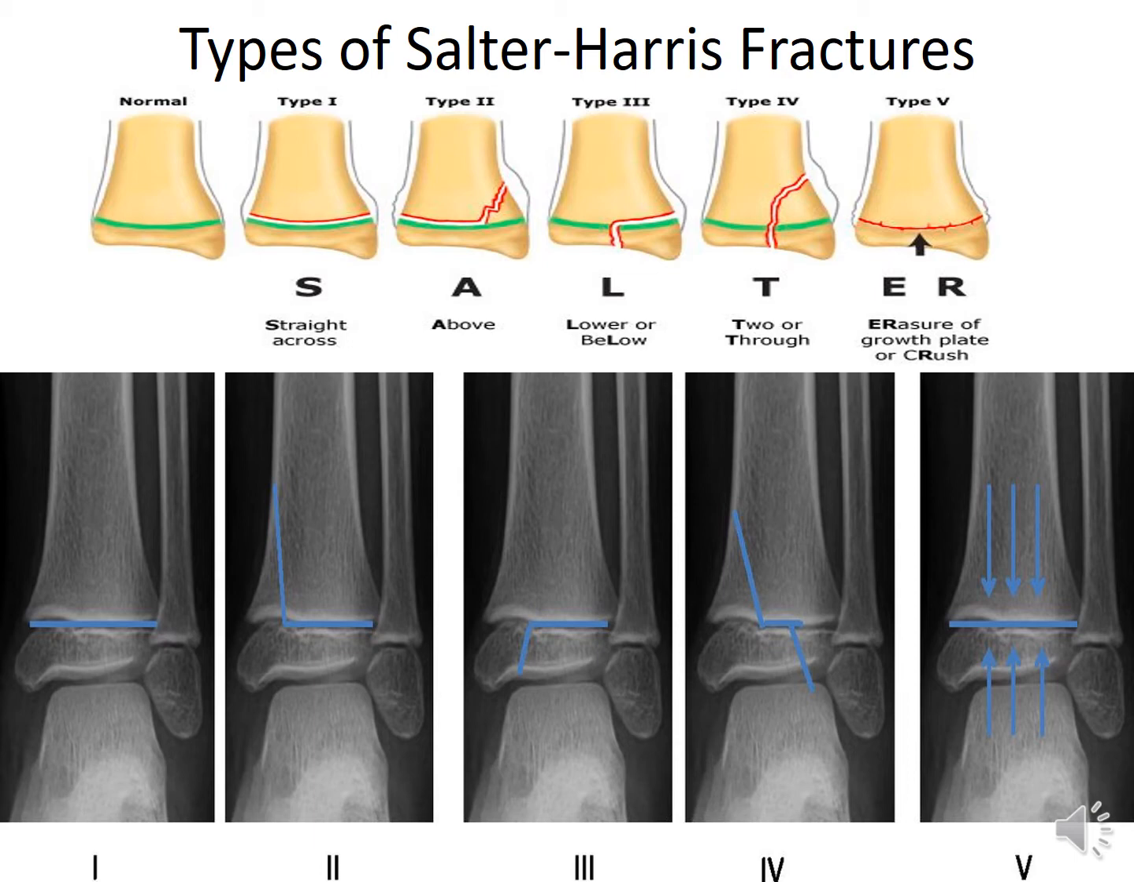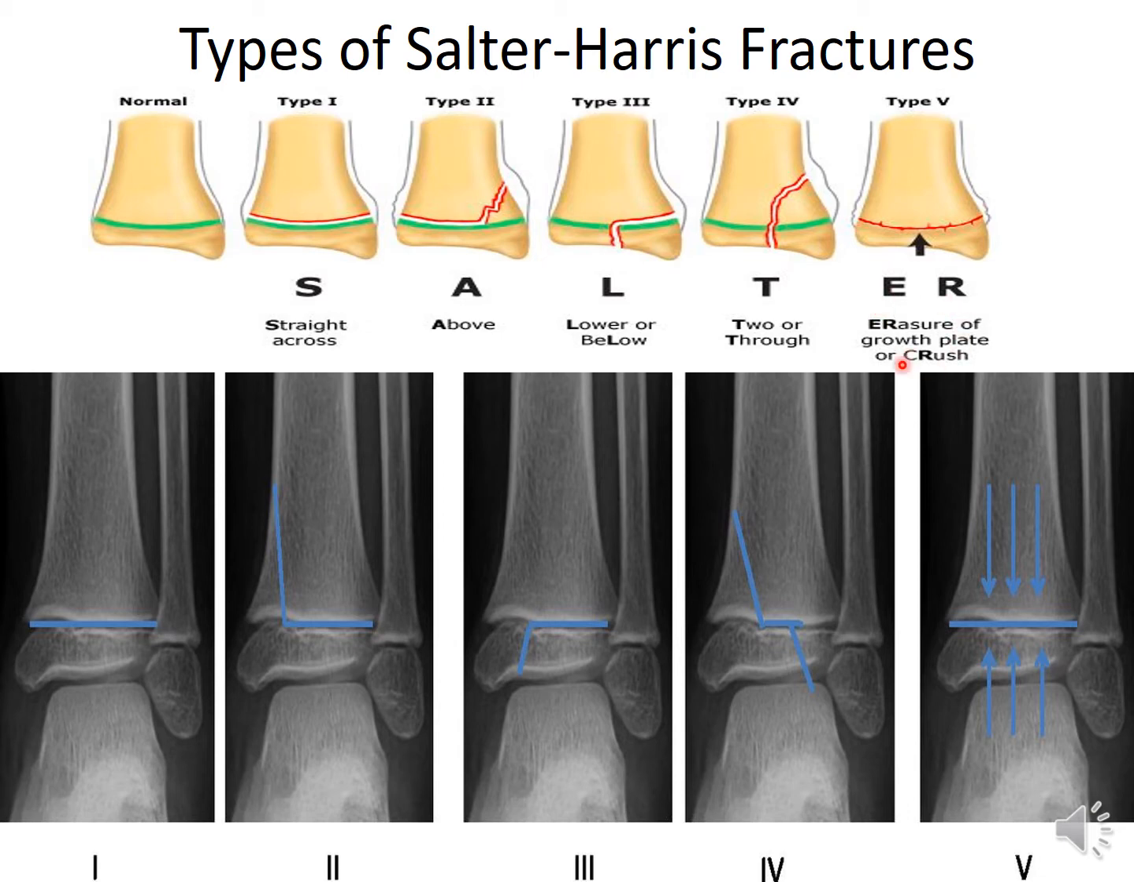According to the Salter-Harris classification, it includes five types. Type one is the straight, also known as slip fracture. The fracture plane passes all the way through the growth plate. We have seen the slip fracture where the fracture line passes all through the growth plate. Then type two, A is for above. Above is the epiphysis, where the fracture passes most of the epiphysis and extends up to the metaphyseal region.